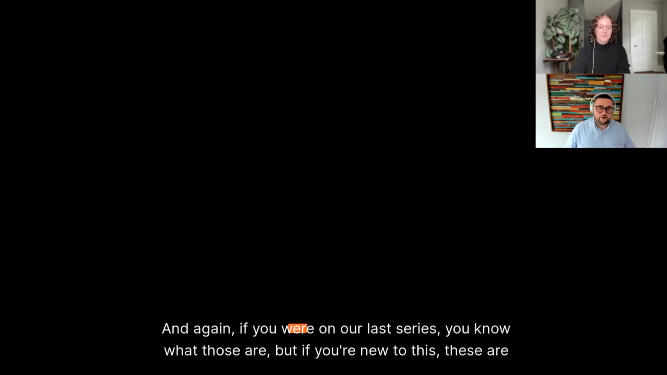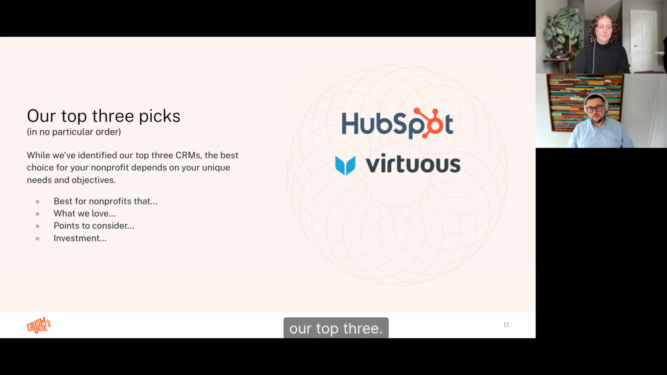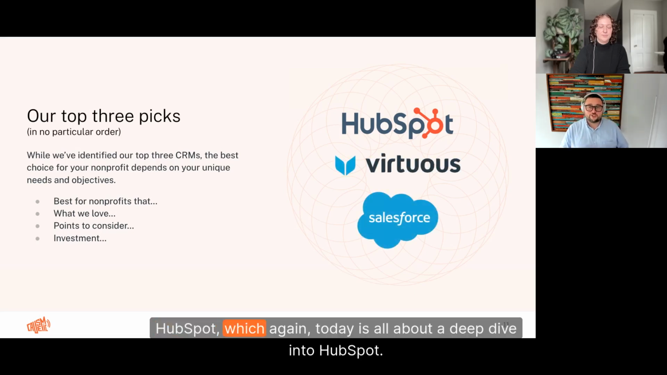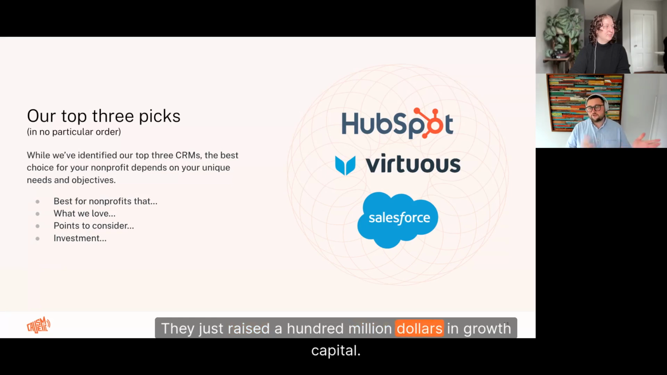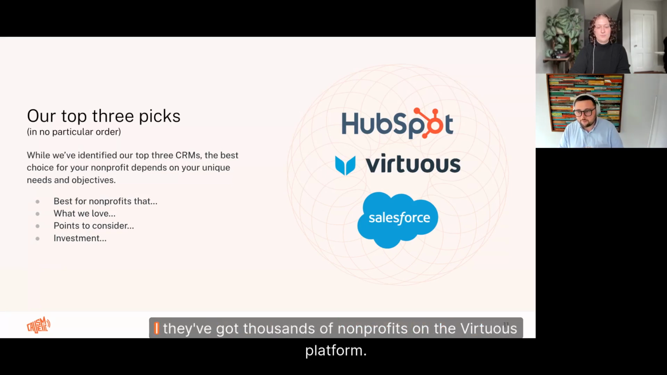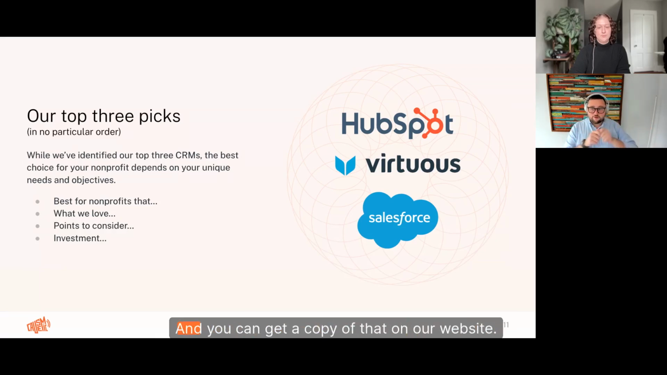And again, if you were on our last series, you know what those are. But if you're new to this, these are our top 3. HubSpot, which today is all about a deep dive into HubSpot. Virtuous, which is an awesome platform, and congratulations to Virtuous. They just raised $100 million in growth capital, so they're doing something right. I think they've got thousands of nonprofits on the Virtuous platform. We're not going to dive deep into why we selected that here, but we do have a printed out guide, which is pretty awesome, and you can get a copy of that on our website.